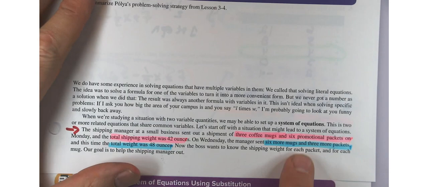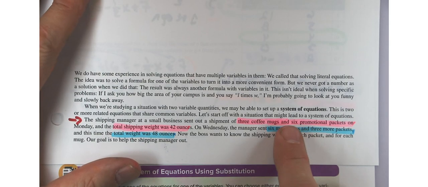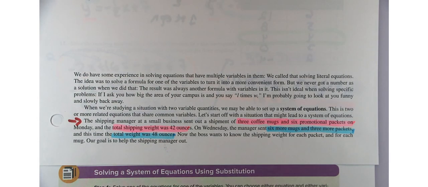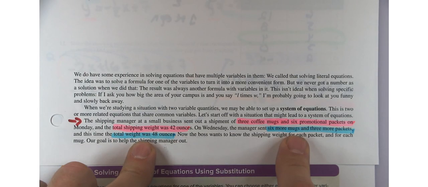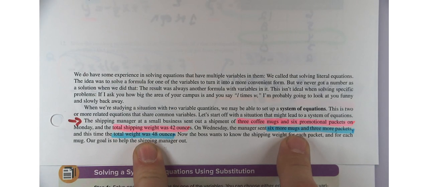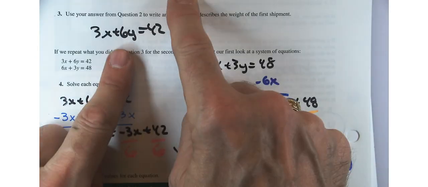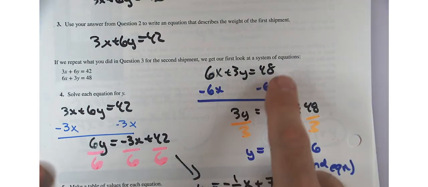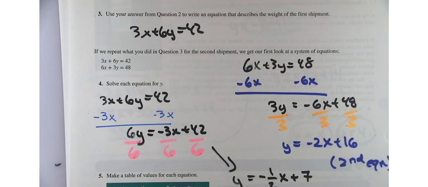So initially, we had a problem that described something in a couple different ways. We had 3 mugs and 6 promotional packets, total up to 42 ounces, and then another combination, 6 and 3, total up to 48 ounces. That gave us 2 equations, this one and this one, that we then solved together. We had a system of equations right here.